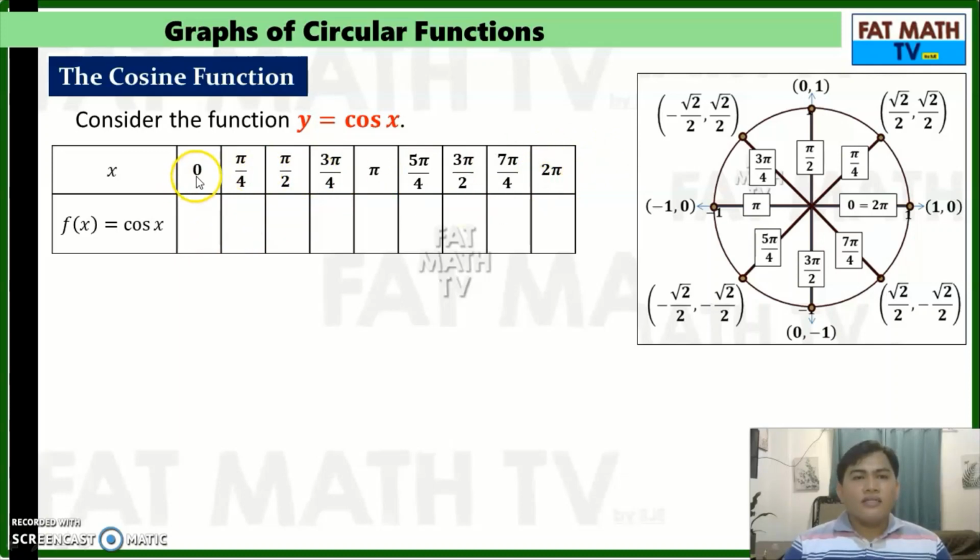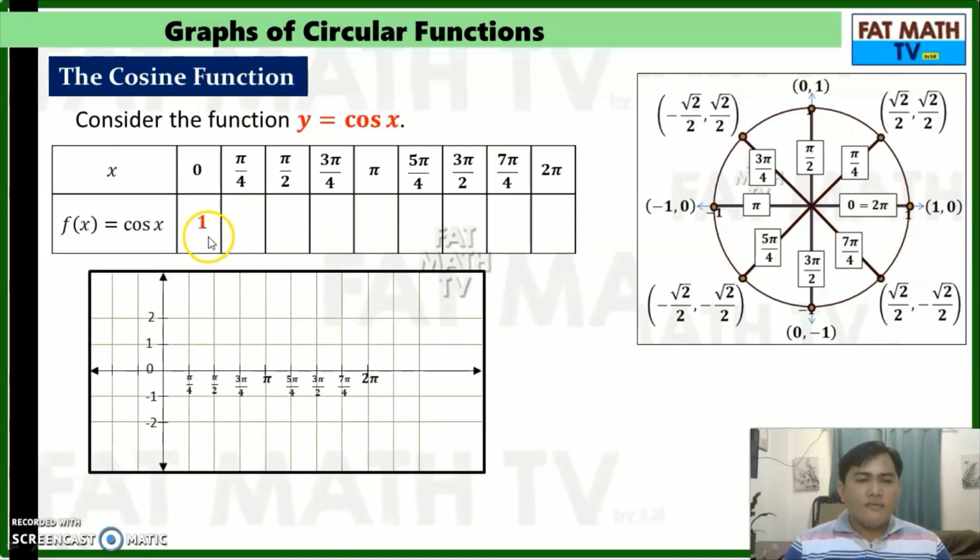Okay, so if x is 0, what is y? What is cosine of 0? The angle 0 is here, the terminal point is here, and the x coordinate is 1. So y equals 1. When x is 0, y is 1, so it's the point here. When the angle is pi over 4, what is the x coordinate in the unit circle of the terminal point? That is square root of 2 over 2, which is about 0.7. So if x is pi over 4, y is around 0.7.